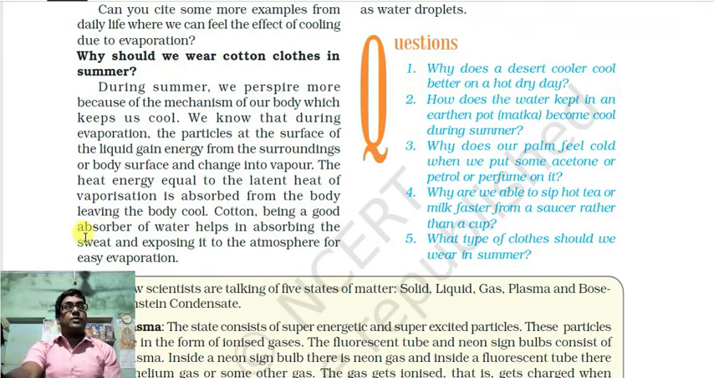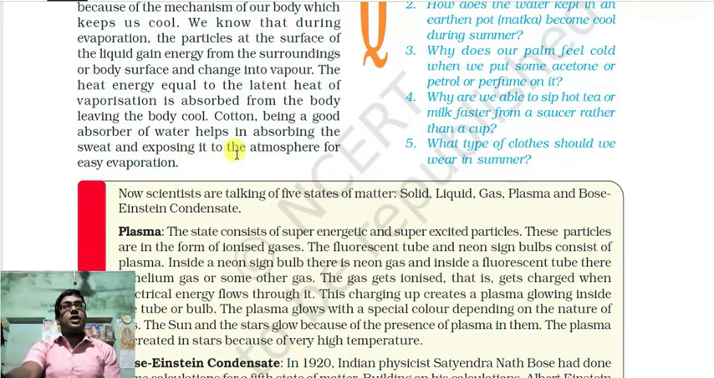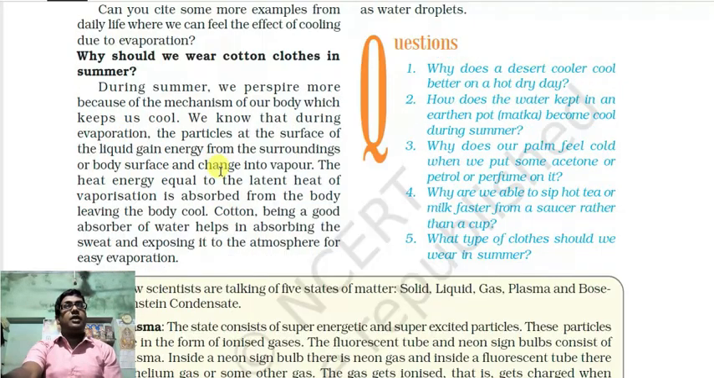Cotton, being a good absorber of water, helps in absorbing the sweat and exposing it to the atmosphere for easy evaporation. Clear? So in summer, the perspiration undergoes the vapor state, and for the vaporization it takes the latent heat from the body and makes our body cool. When we come in from outside and sit under a fan, we feel cold or relief. Why do we feel relief? Because the perspiration goes into vapor state by taking latent heat from our body, which causes a cold sensation.